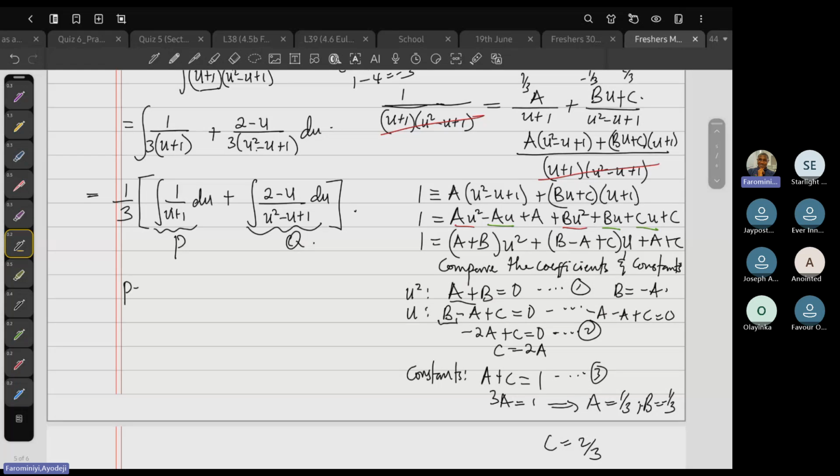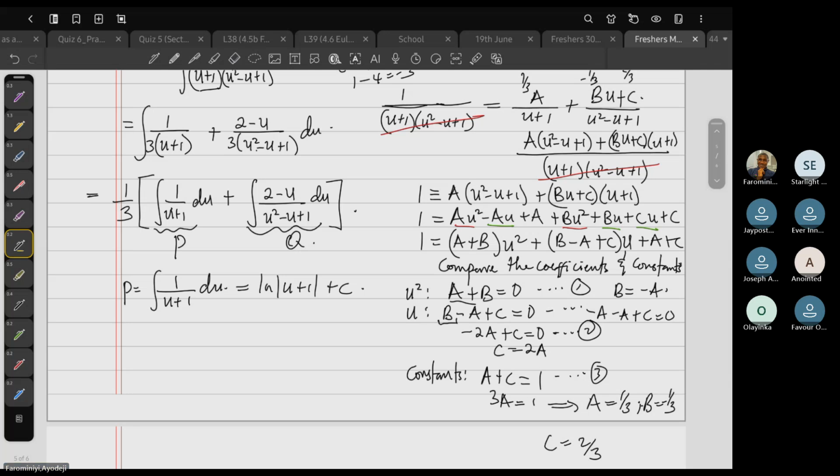P is soft, 1 over u plus 1 du. If you take appropriate u substitution, you will get this to be equal to natural log of u plus 1. But again, Q is another monster on its own. So how do we deal with that? Let's think about it carefully.